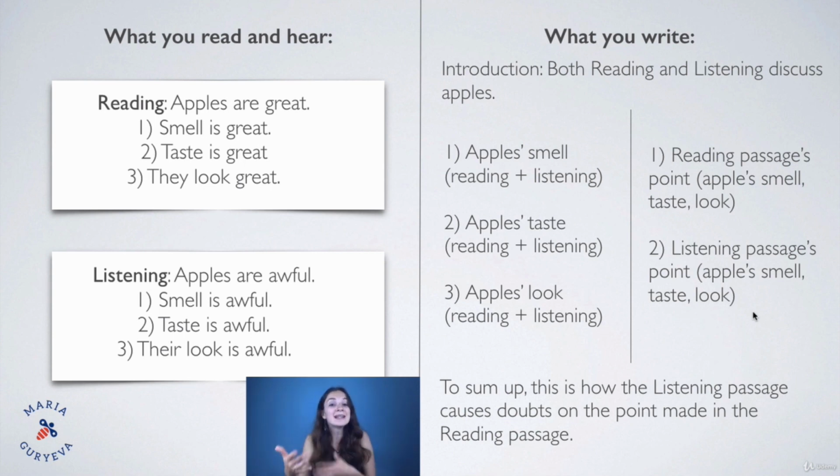However, usually it is pretty easy for you to combine things because the way the reading and the listening are structured is very similar. It is always the first point in the reading with the first point from the listening. They're connected because this one is opposite. Then the second point from the reading is rejected by the second point from the listening, so it's easy for you to combine them. And then the third point from the reading is rejected by the third point from the listening, so it's easy to combine them as well. Just like in the example with the apples here.